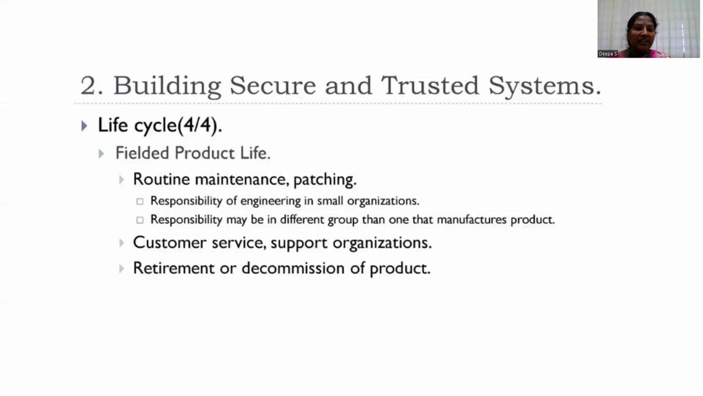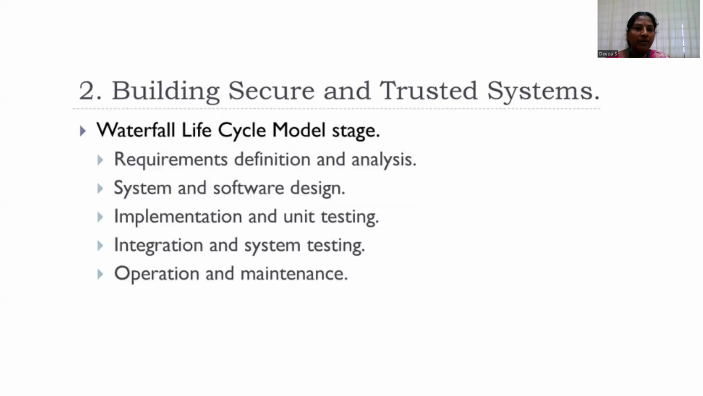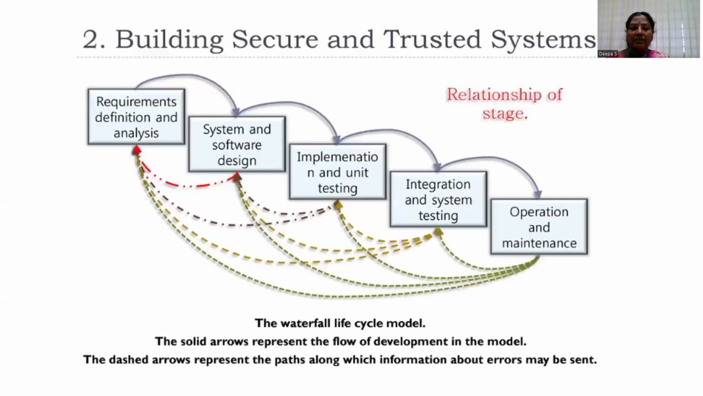The fourth one is field product life. After the product has been given, if you are providing responsibility for the organization or any customer support, that has to be maintained without any issues. Basically, we concentrate on the waterfall life cycle model: requirements, system design, implementation, testing, and finally maintenance. This must be performed on your secured and trusted system.